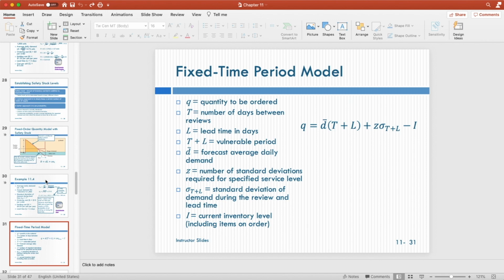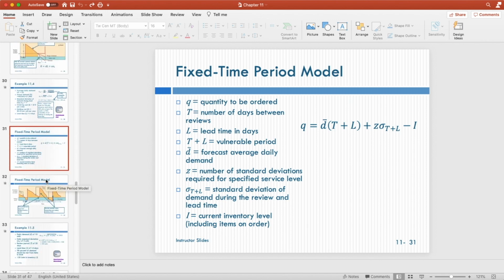Now we move to the fixed time period model. Actually, the fixed time period model is a little bit easier. All you need to do basically is to calculate the order quantity.